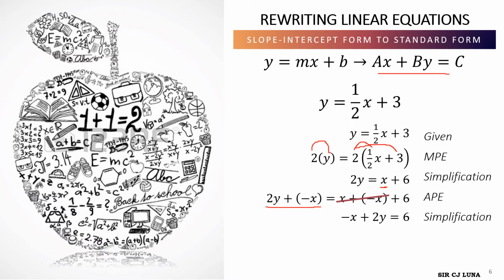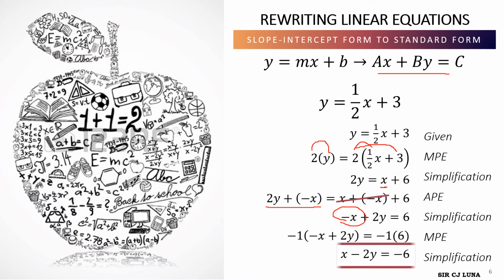Kasi, kailangan yung coefficient ng ating x ay positive. So here, we have negative x. So paano gagawin yung positive yun? Okay, very good. We will multiply the whole equation by negative 1. Okay, so now we will simplify and we get the final answer, x minus 2y equals negative 6. Okay, paano nakuha yun? Negative 1 times negative x, positive x. Negative 1 times 2y, negative 2y. Negative 1 times 6, negative 6. So this is now our answer.